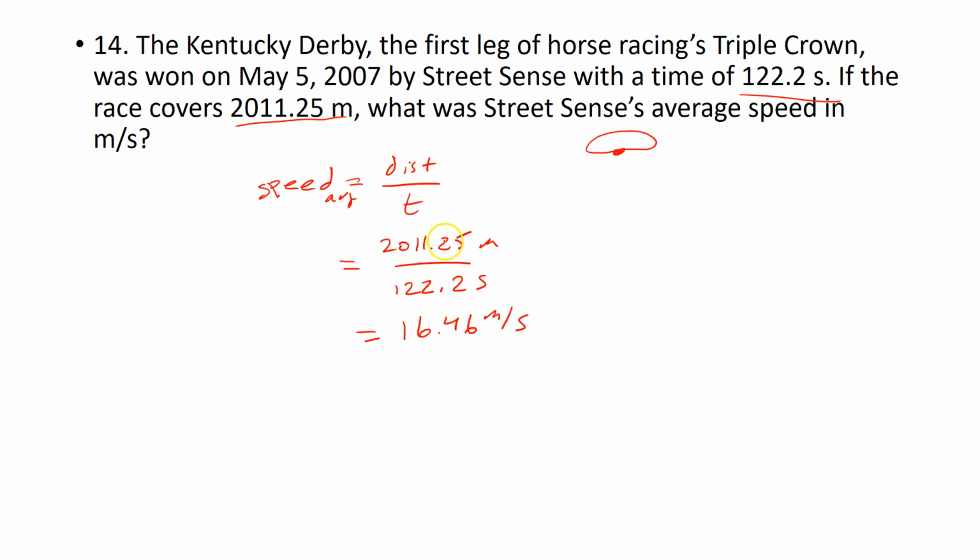This one has 5 sig figs in it. This one has 4. So let's just go ahead and use 4. We just have to be reasonable when we give our answer. And that is the average speed for the horse.